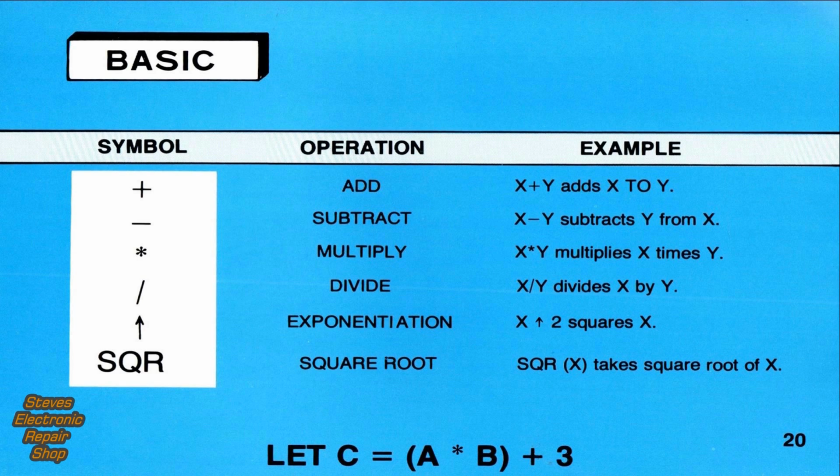Here we see examples of symbols used in BASIC. BASIC is very popular with small computer users. Notice the similarity between these BASIC symbols and those used in Fortran. The only differences are the exponentiation symbol, represented by the arrow, and the square root symbol, SQR. At the bottom, we see a statement written in BASIC.